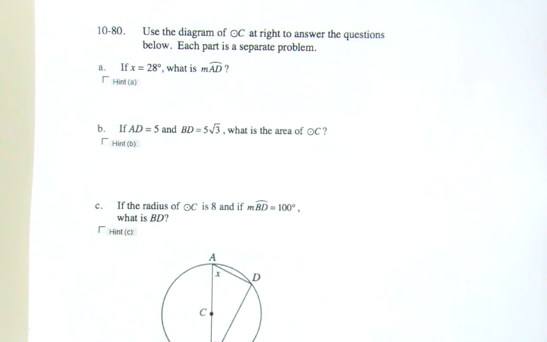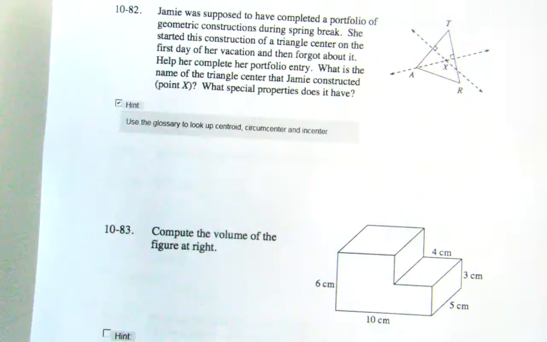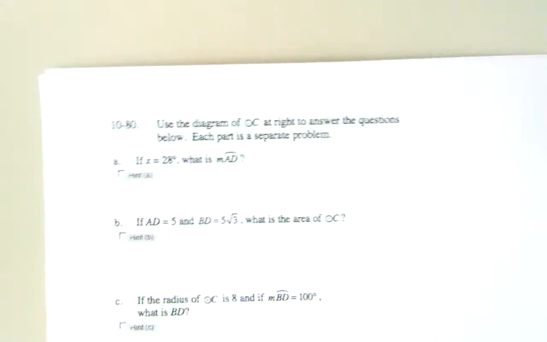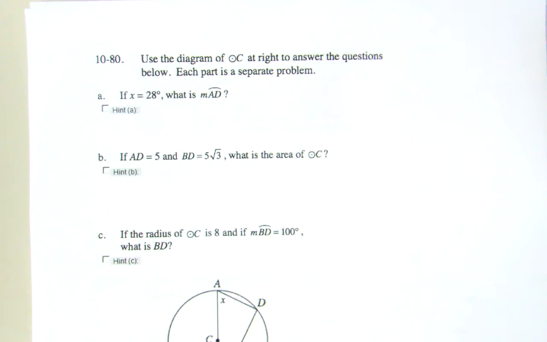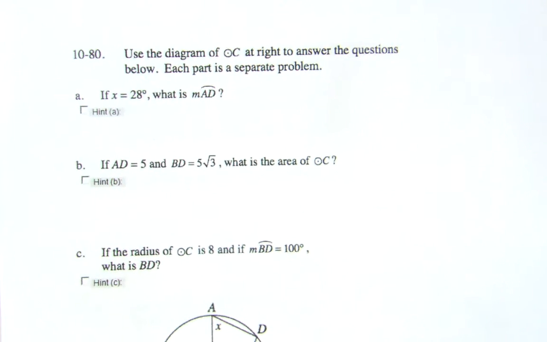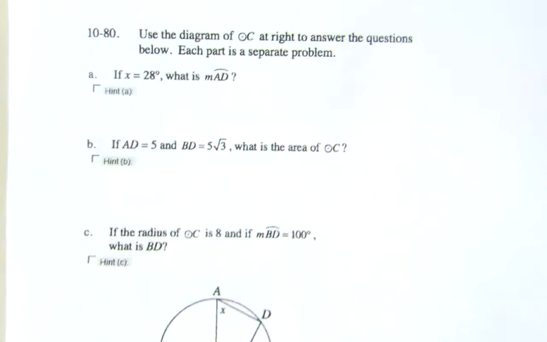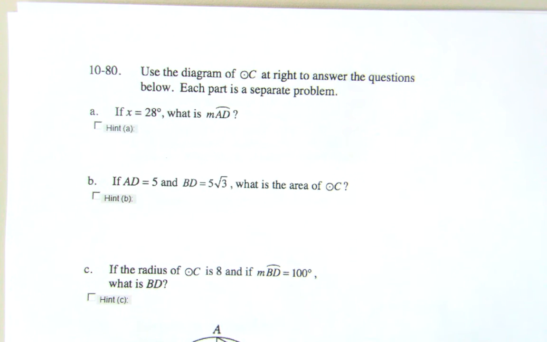Okay, this is Math 2, and we're going to do 80 through 83 in this video. Okay, and then the first one says, use the diagram of circle C at the right, or in this case, I copied it down to the bottom to answer the following question. Each part is a separate problem. So for the first one, it says if x is 28 degrees, what is the measure of arc AD?